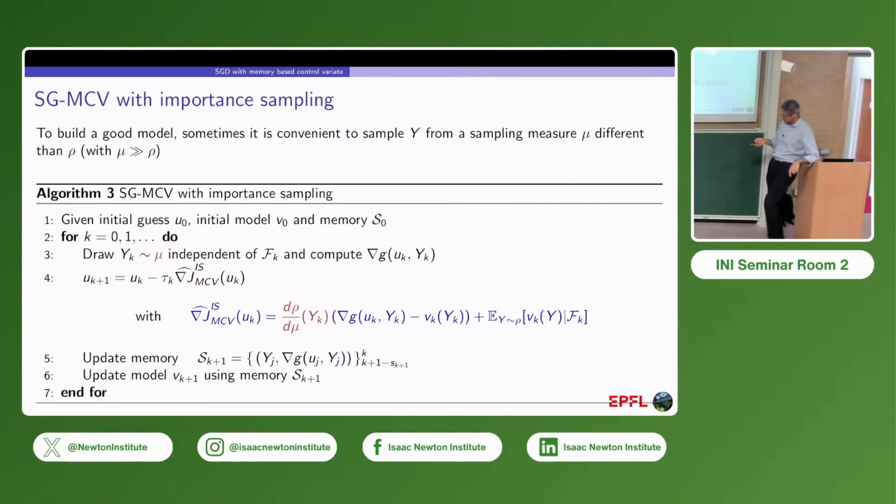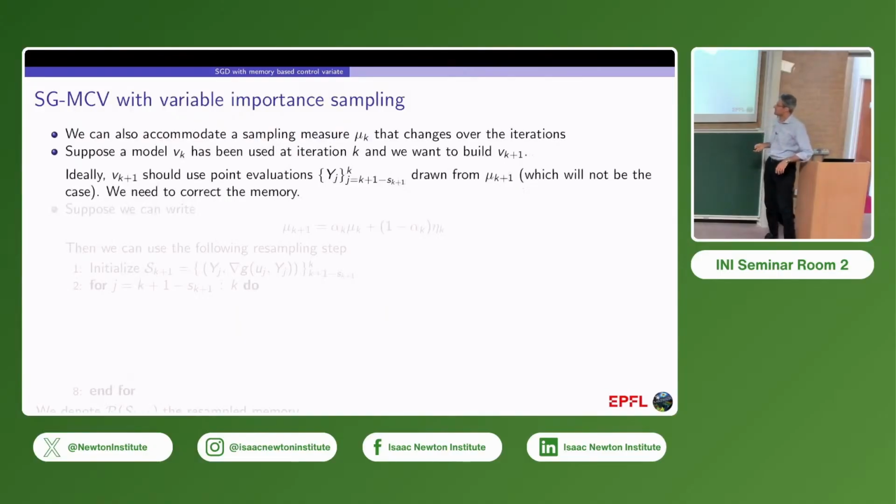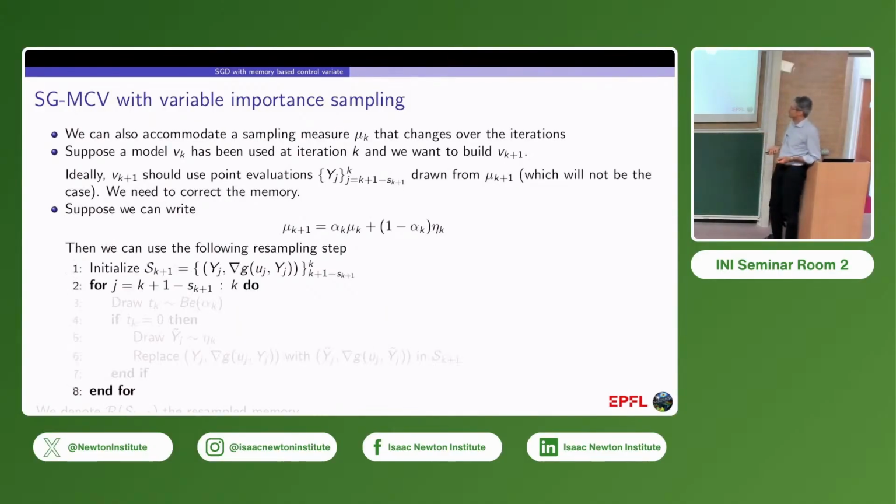We could go even farther and say, okay, if we change the model from one iteration to the next, maybe this sampling measure should also change from one iteration to the next. But that causes a problem, because it means that the new draw will be from the new sampling measure, but the past ones will be from the old sampling measure. So if you want to keep consistency on this sampling measure, one could do some resampling of the history. So suppose that the new sampling measure is a mixture, so it's alpha times the previous sampling measure plus a correction, a delta, eta k.